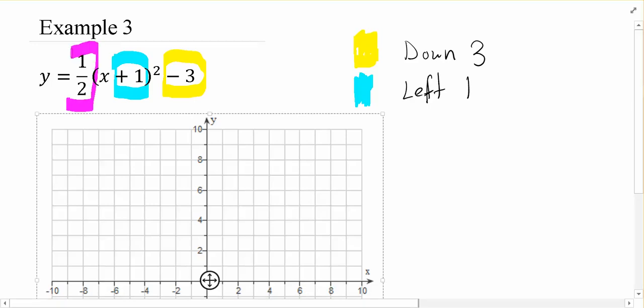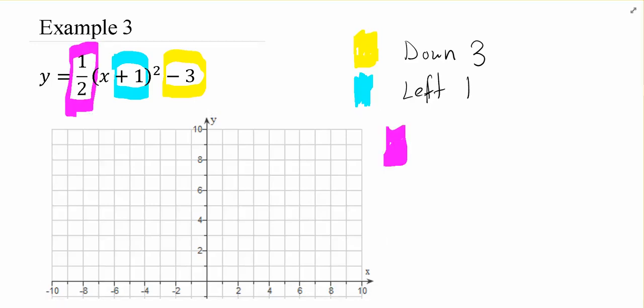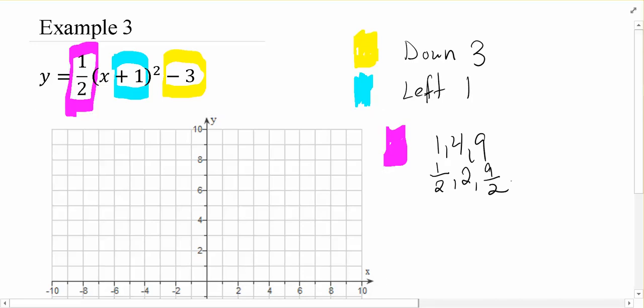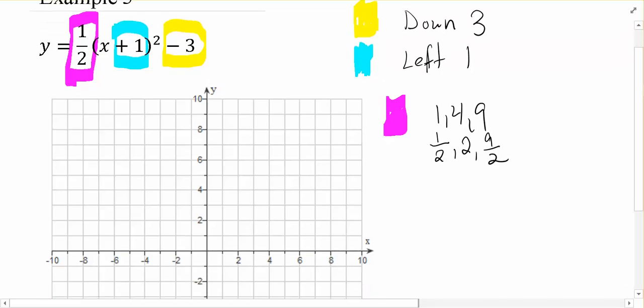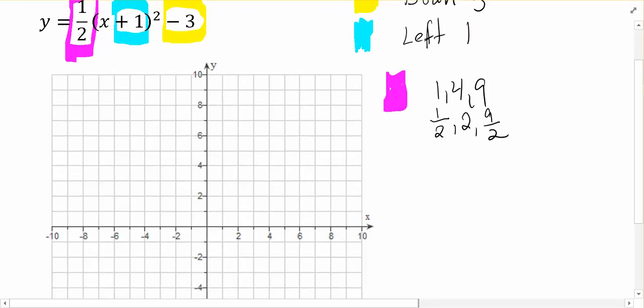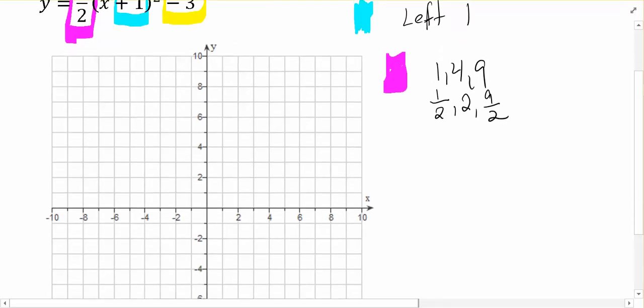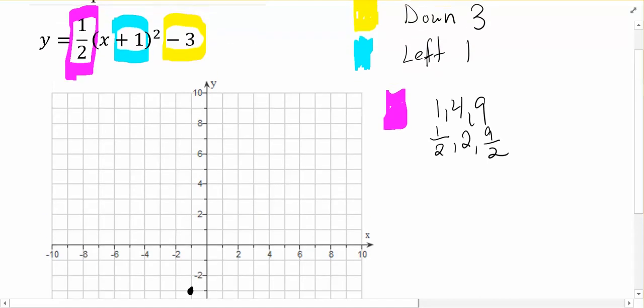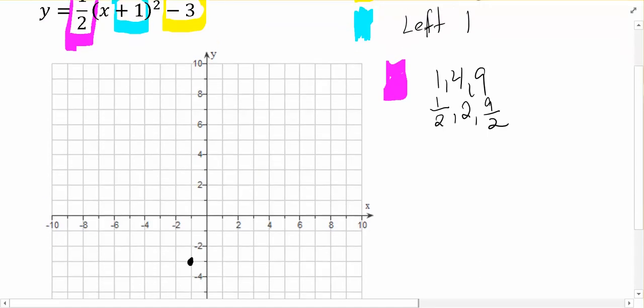And then the 1/2 coefficient out in front is to say, what should I do with my 1, 4, 9 rule? I should cut them all in half to do 1/2, 2, 9/2. So if I go down 3, left 1, that gives me my vertex of where I'm starting off.